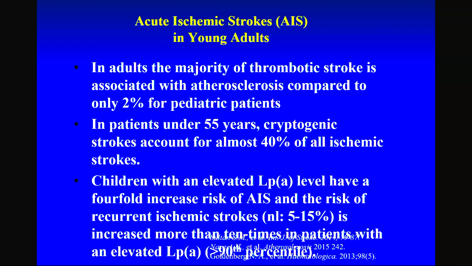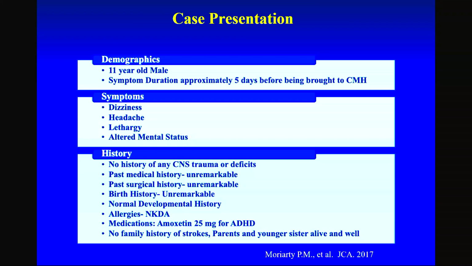Children with elevated Lp(a) have a 4-fold increased risk of acute stroke, and the risk of recurrent ischemic stroke, which is normally 5 to 15%, is increased more than 10 times in patients with an elevated Lp(a) above the 90th percentile. So a lot of pediatric neurologists that deal with pediatric strokes are looking at this now as a marker of potential strokes in these young patients. And it's something you should consider too if you have these kind of patients in your clinical practice.